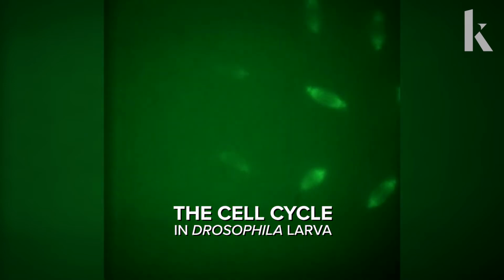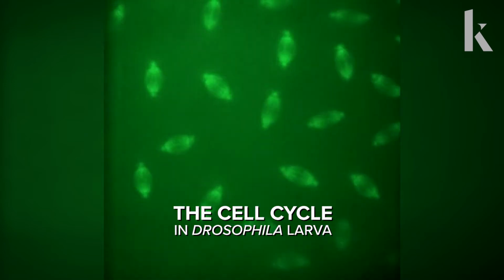Some of these oscillations do really fundamental things. The cell cycle is an oscillator. That's a sequence of events that every cell goes through as it replicates its DNA and then divides that DNA into two daughter cells and then does it again.